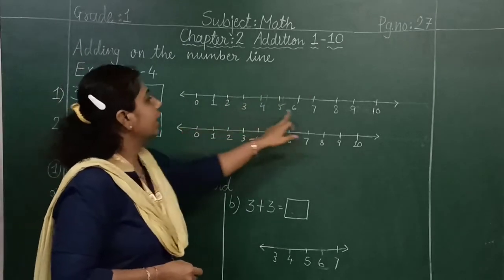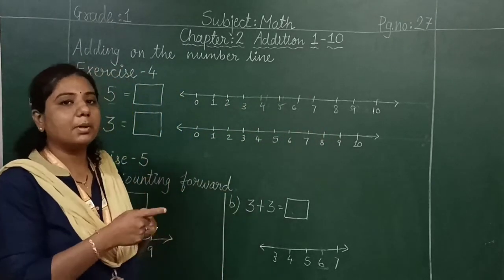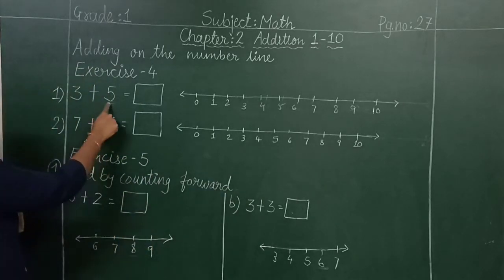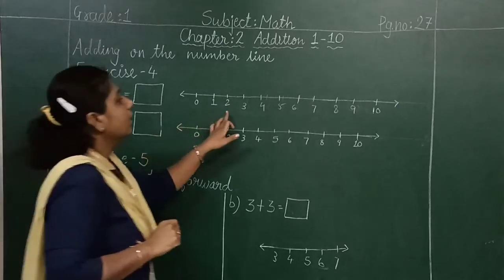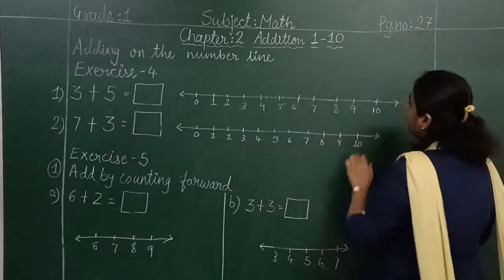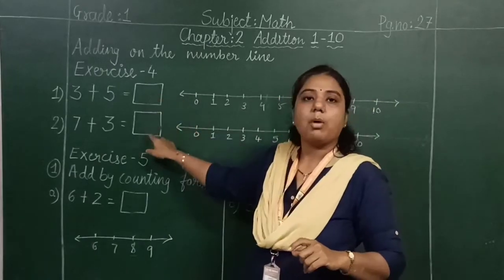Here you can see this number line. You have to add the numbers. Yes, you have to add these numbers in this box. When you add here, which answer comes? You have to write it down in these boxes.